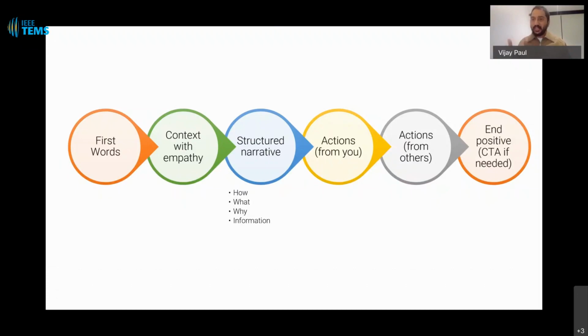So that's including them. And then if a call to action is needed, if you've not already mentioned what's required of others, and you think there's a specific call to action needed, end it on a very positive note. End it on a positive call to action. That then makes your whole communication complete.